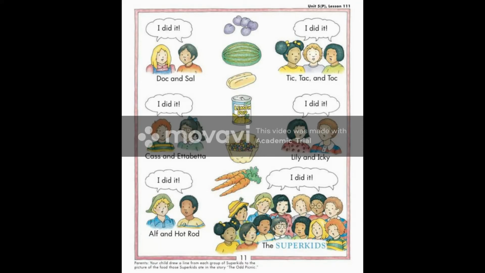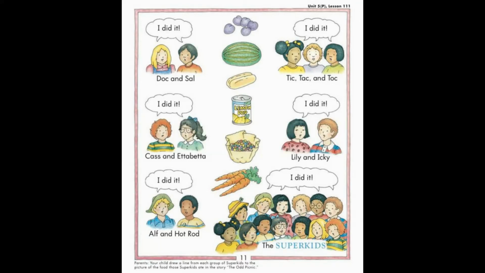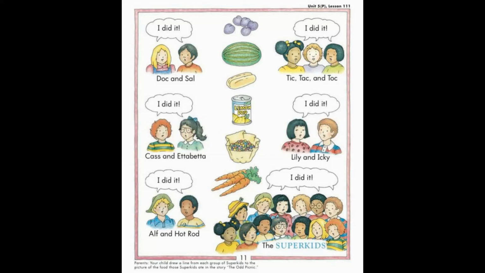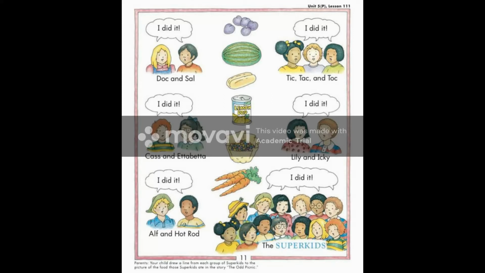Let's turn to page 11. On page 11, it shows different groups of Superkids and pictures of foods that they ate in the story The Odd Picnic. Look at the first sentence at the top above Doc and Sal. Let's look at what it says. I did it. I did it. Doc and Sal are saying that they ate one of the foods before reaching the picnic spot. Do you remember which food Doc and Sal ate all by themselves? It was the melon. So draw a line from Doc and Sal over to that melon on the page.